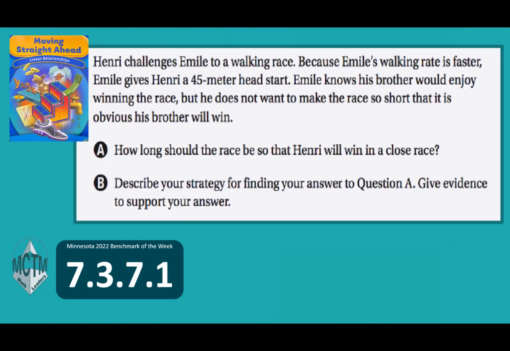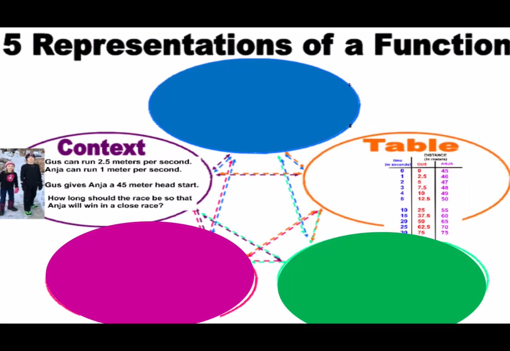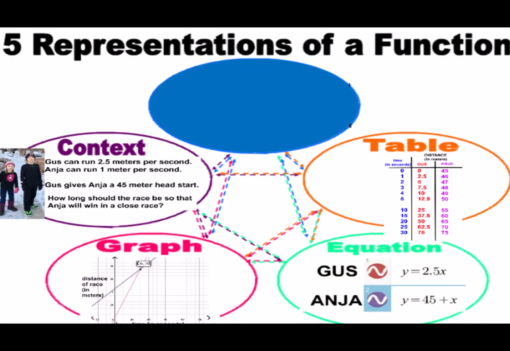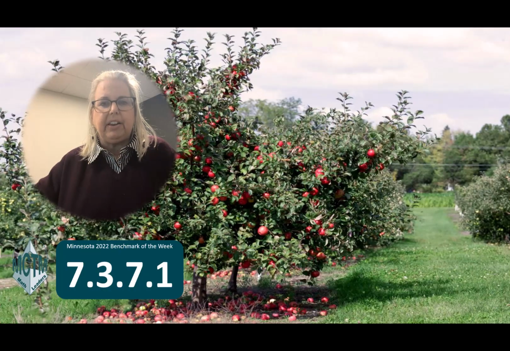An example from my own classroom was we had this problem about Emil and Henry, and they were going to have a walking race, and the older brother was a little faster, so he gave his brother a head start. And so my teaching partner and I changed this, and we used her children, Gus and Anya, and we filmed them walking, and we talked about how fast they went. And students solved the problem by building tables. Some of them graphed this, some of them wrote equations. And as they were building this, they were using the language of functions and comparing and contrasting those.